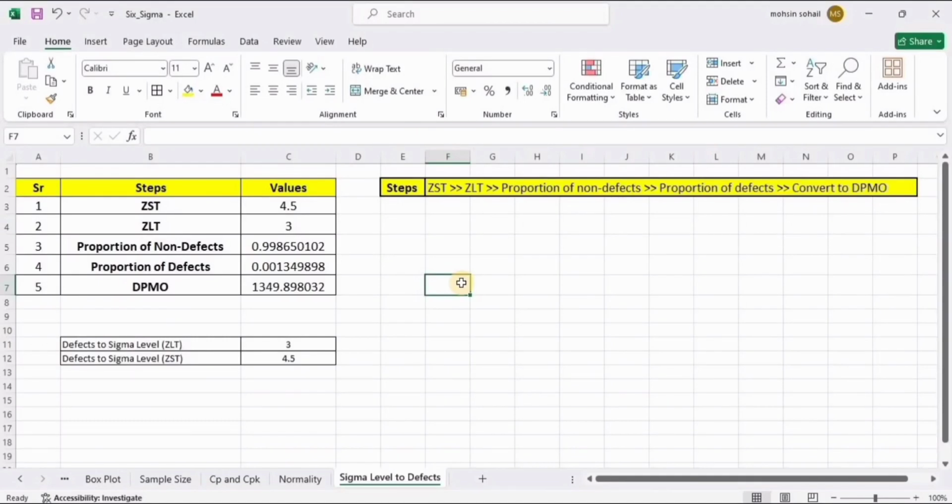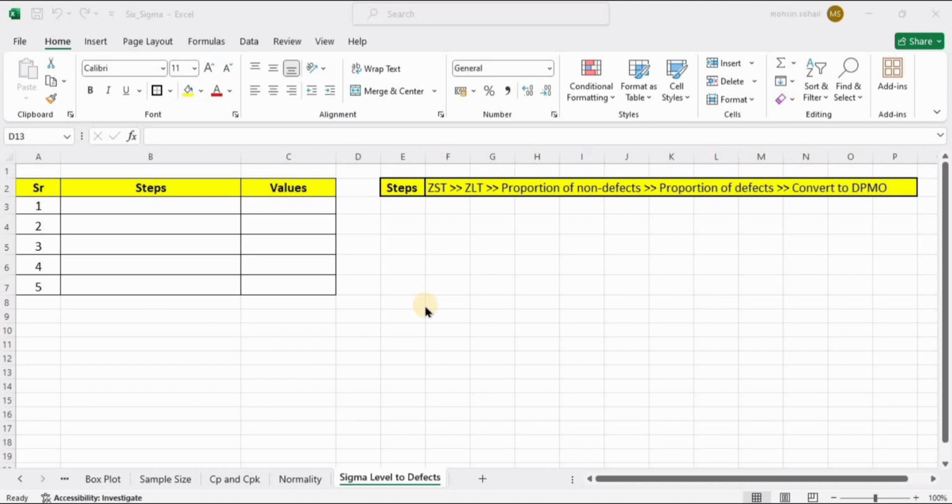In this video, we will learn if the sigma level is given, how we can calculate the number of defects from them, or if the number of defects is given, how we can find out the sigma level from that. So let's begin. Here we have the steps for that. If the sigma level is given, then how can we find the defects from that.